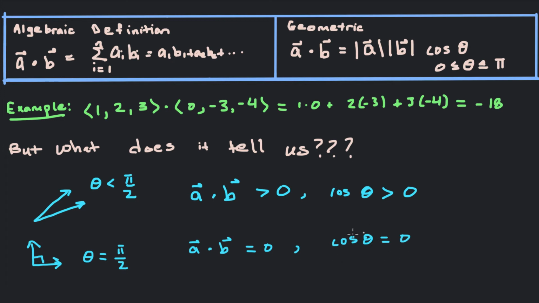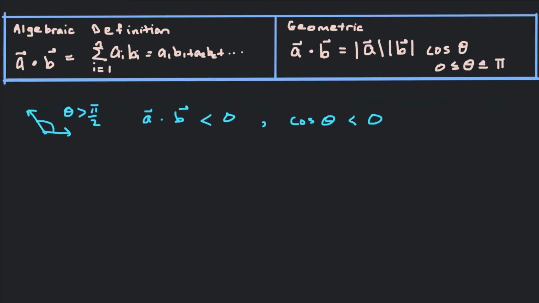However, if they're perpendicular, then the angle between them is pi over 2. Well, the cosine of pi over 2 is 0, so that tells us our dot product would be 0. When our vectors are perpendicular, the dot product is 0. And lastly, whenever the angle is greater than 90 degrees or pi over 2, the dot product is negative, because cosine is negative for angles greater than pi over 2 and less than pi, or between 90 and 180.